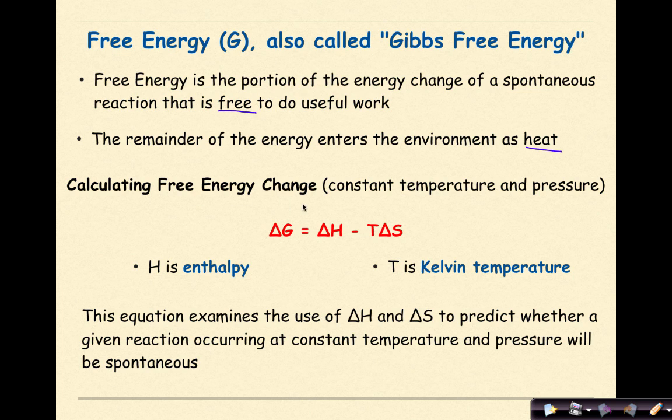Calculating free energy change under constant temperature and pressure. The formula that we're going to use is delta G is equal to delta H minus T delta S, where H is enthalpy, T will be Kelvin temperature, and of course S will be entropy. This equation examines the use of change in heat and change in entropy to predict whether a given reaction occurring at constant temperature and pressure will be spontaneous.